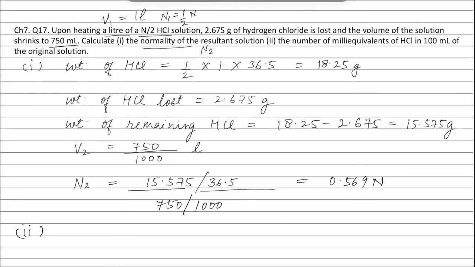Now the second part of the question is calculate the number of milliequivalents of HCl in 100 milliliters of the original solution. Number of milliequivalents is equal to normality of the original solution, that is 1 by 2, into volume of the solution, which is given in the second part of the question as 100 milliliter. Therefore 1 by 2 into 100, and this is equal to 50 milliequivalents.